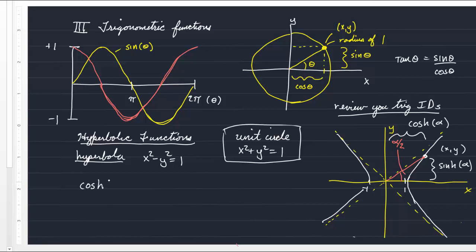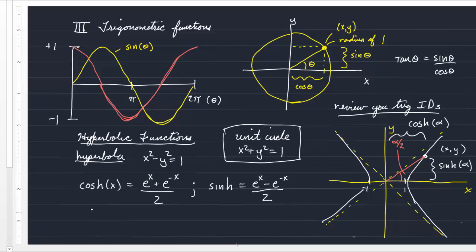Now let's write out the hyperbolic cosine of x, and we can write that out as e raised to the x power plus e to the minus x power all over 2. Since the hyperbolic sine is equal to e to the x power minus e to the minus x power divided by 2.